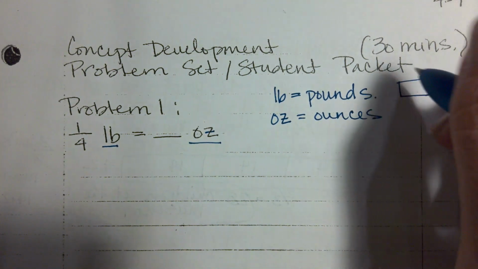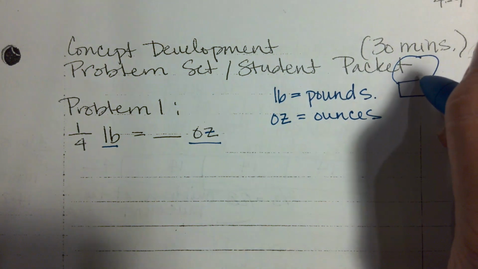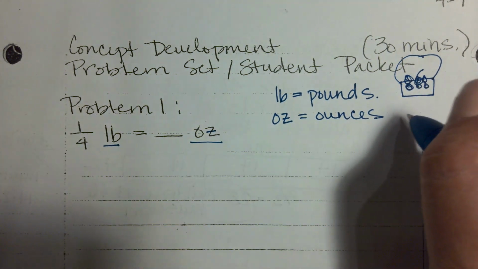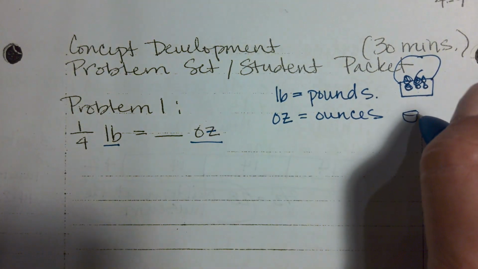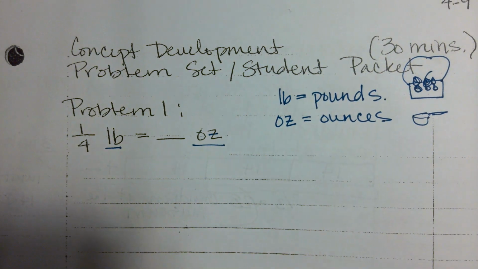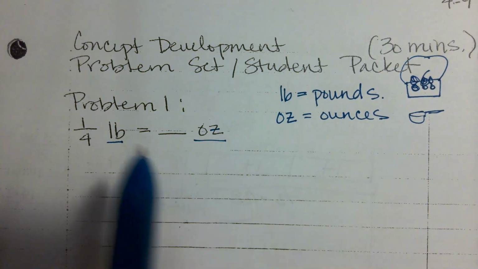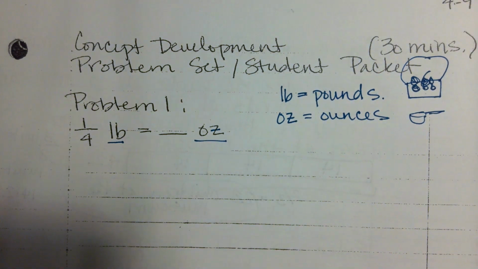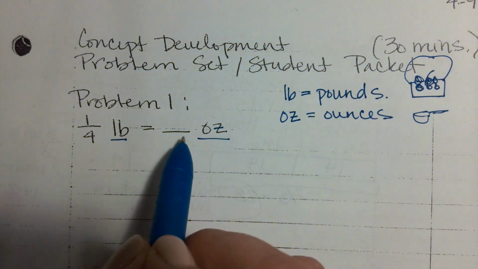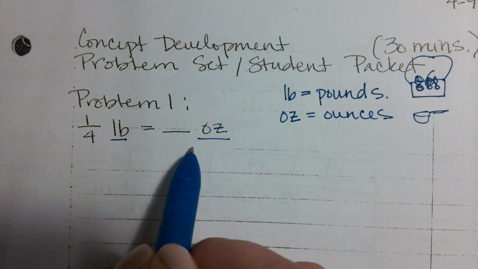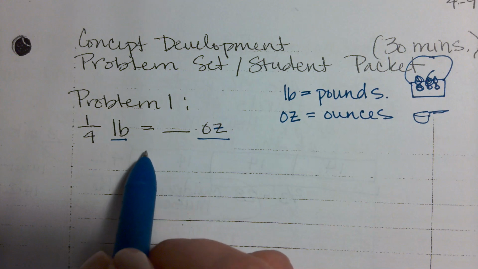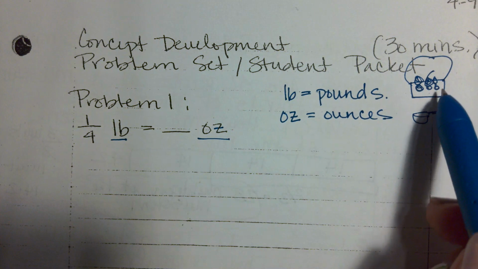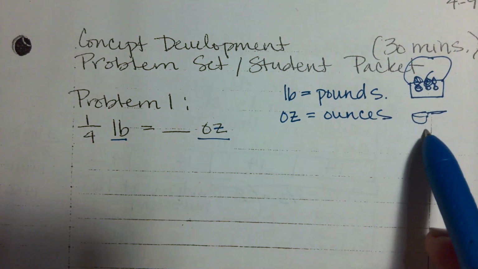Pounds is much bigger. You see those scales at the grocery store where you have to weigh things to figure out how much something costs. But ounces, you would use with maybe a little measuring cup. So pounds is a larger unit. So we are going to be expressing a fraction of a larger unit as a smaller unit. So we want to take the larger unit and change it into something smaller.